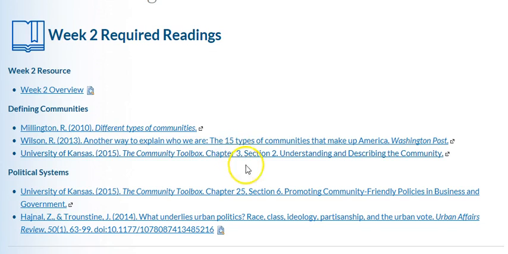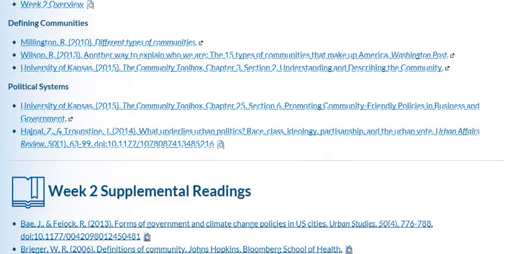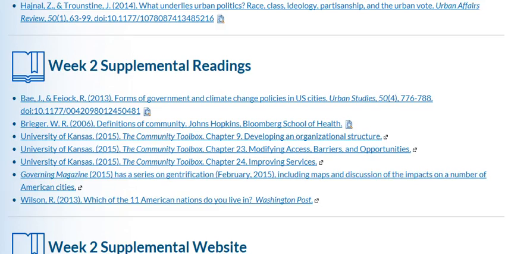You also have a lot of articles coming out of the University of Kansas. This is the community toolbox. Under political systems, there's also the community toolbox. One is chapter 3, the other is chapter 25. And this article on what underlies urban politics talks about race being one of the major divisions, more so than any of these others, in terms of urban politics and how this impacts different communities.